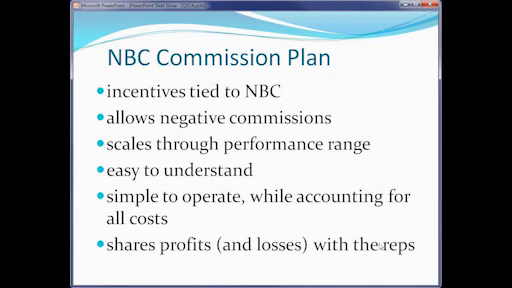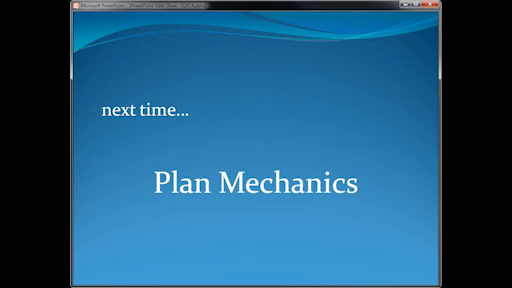All right, so we're going to talk about an NBC commission plan, and we're going to get into this next week. But the preview is we are going to recommend a plan that's tied to the NBC. It's going to allow for negative commissions. It's going to scale through the performance range, and one of the side effects is it's going to be very, very simple to operate. So what I'm going to do is hold it there, and we'll pick this up next week. We're going to talk about the elements of the plan. We're going to take a look at a couple of the reps and how they do, and then we're going to get into the way that we design plan mechanics and what the kind of mechanics should be.